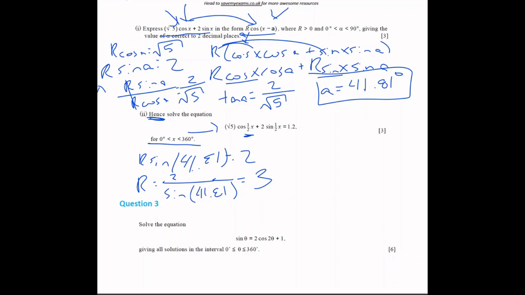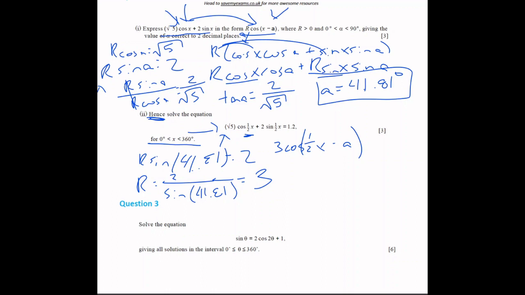So now we have our r cosine x minus a. We're going to have 3 cosine, and because they have a 1/2 x, we need to have 1/2 right in front. The reason this 1/2 isn't distributed to the a is because the cosine of a times r would equal that square root 5. That square root 5 wasn't changed, therefore the a is not changed.